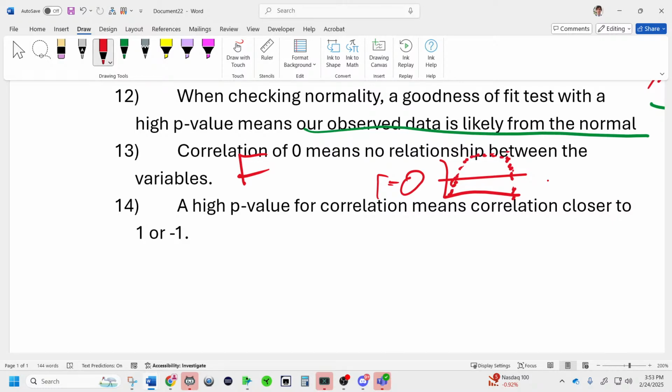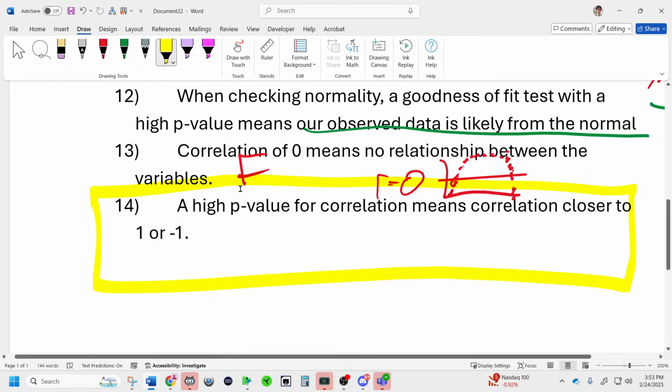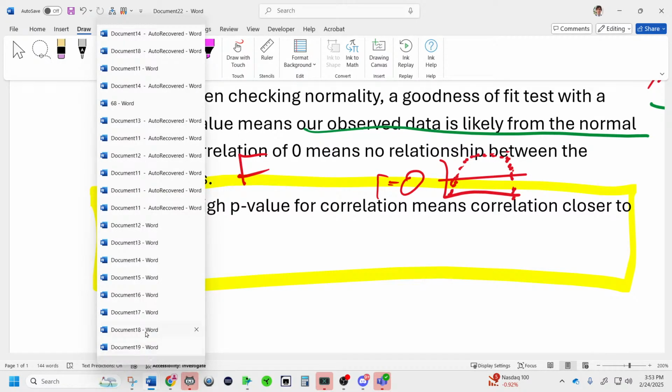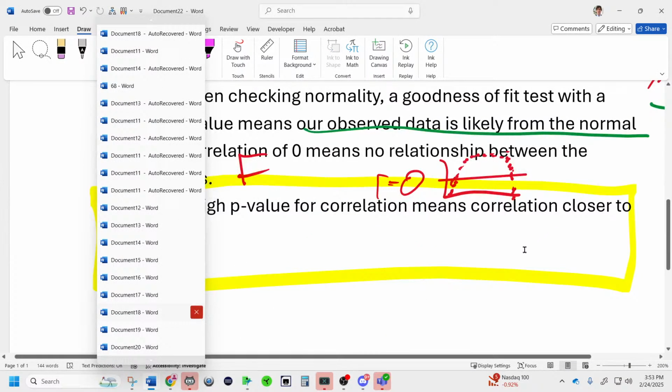It's the true fact. A high p-value for correlation means that correlation is closer to what or what? Last one here, is it true or false? The last one to finish off. A high p-value for correlation means the correlation is closer to 1 or negative 1. And we did something earlier. Let's help out with this.